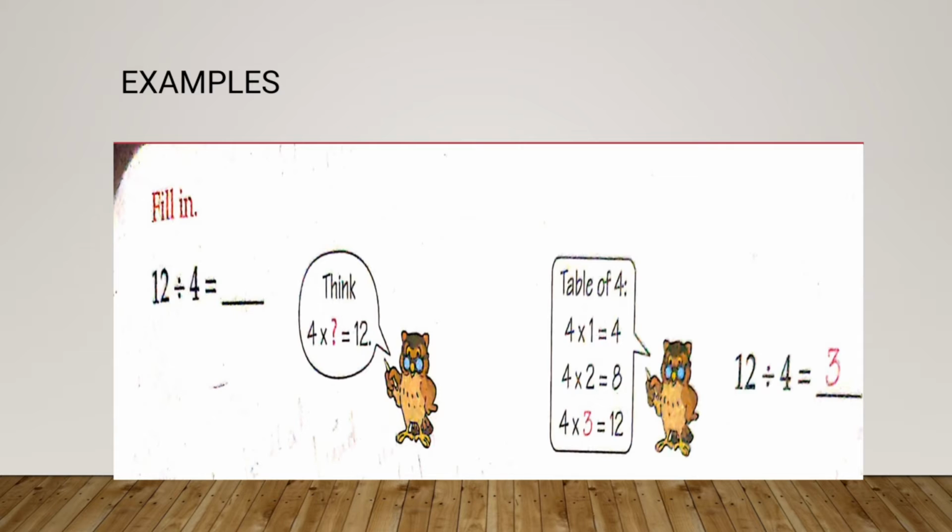So 4 1s are 4, 4 2s are 8, 4 3s are 12. Children, it means 4 times 3 is 12. So children, when you divide 12 by 4, you will get answer as 3. So 3 will be your answer.